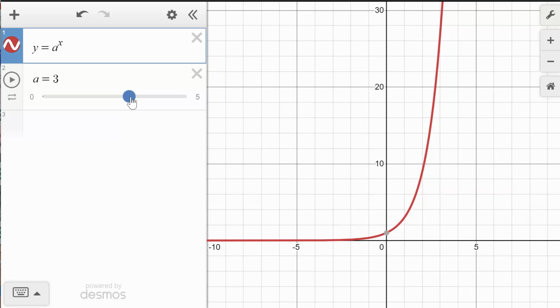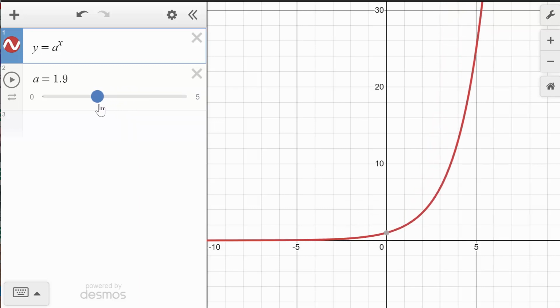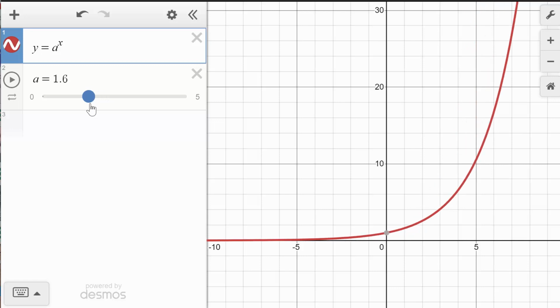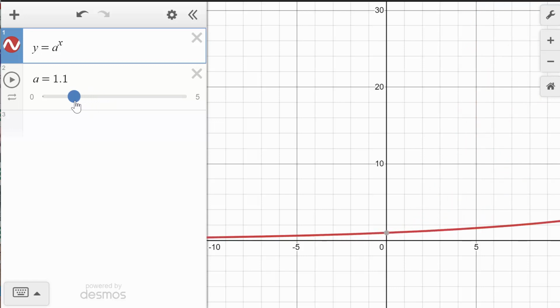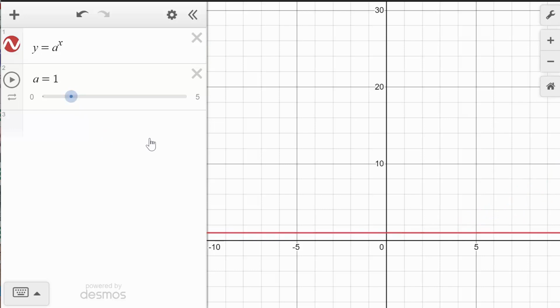Now, what happens as we bring a downwards? You can see it changing shape. When it gets to 1, it's just going to be a flat line, because of course 1 to any power is just 1.